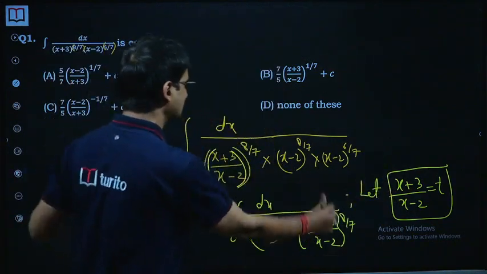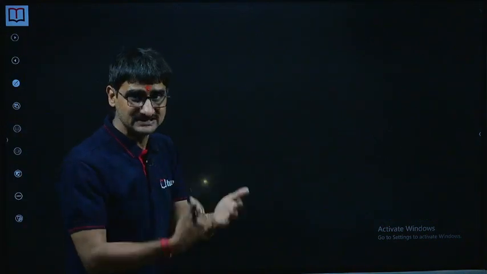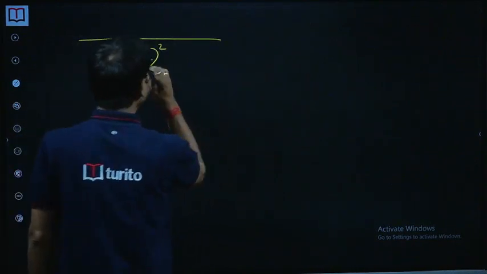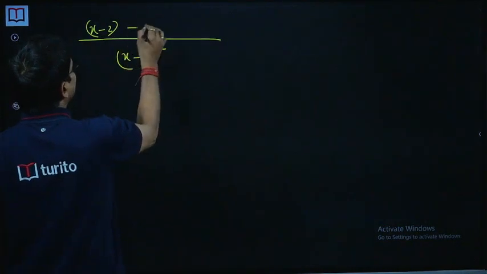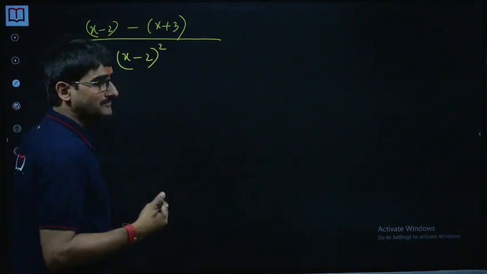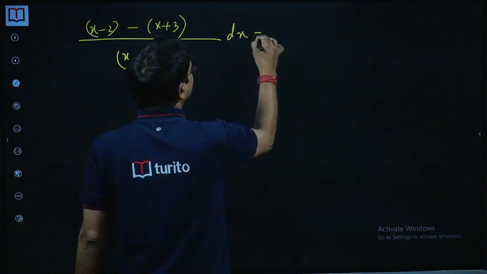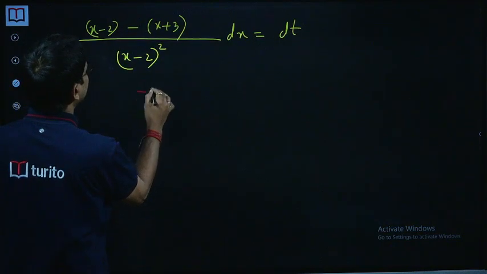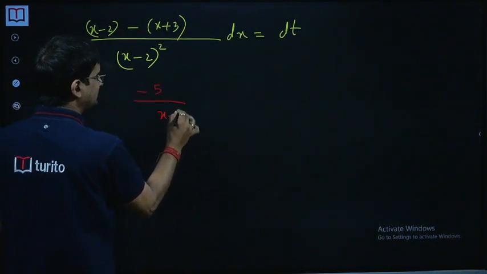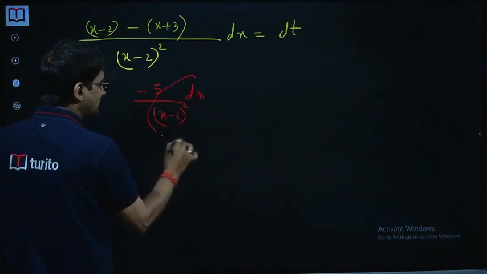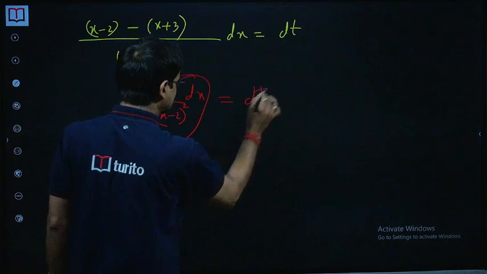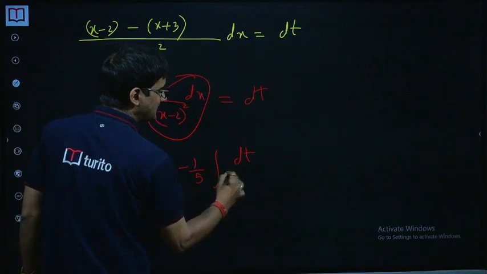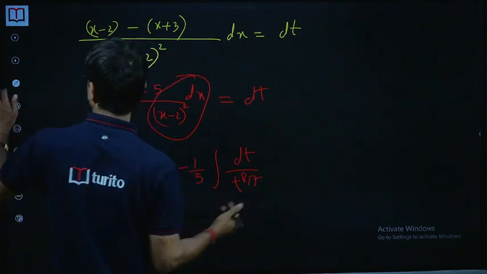But how will it work? Now, of course, you will differentiate to replace dx in terms of dt. So what will you have? You will have x minus 2 whole square, using our quotient rule, this minus x plus 3 into the derivative of x minus 2, which is of course 1, and dx is equal to dt. Now look at it, what do you get in the numerator? x gets cancelled, so it's nothing but minus 5 upon x minus 2 whole square dx. And that's what you have in the integral, which is nothing but dt. So just replace it. So I is minus 1 by 5, and this is dt by t raised to the power 8 by 7, and we are done, bachcho, isn't it?